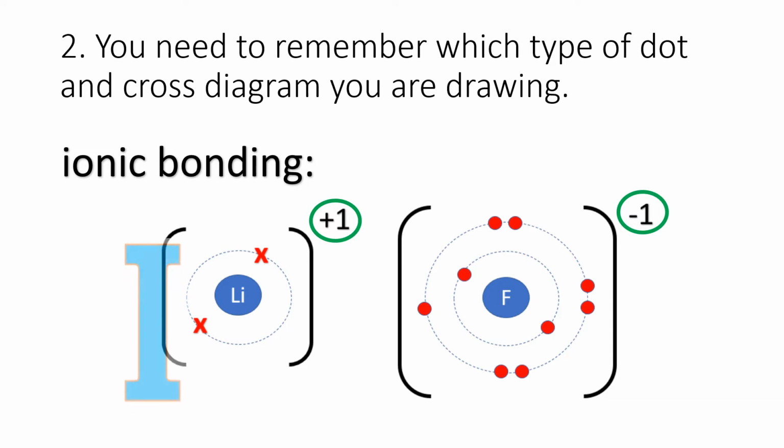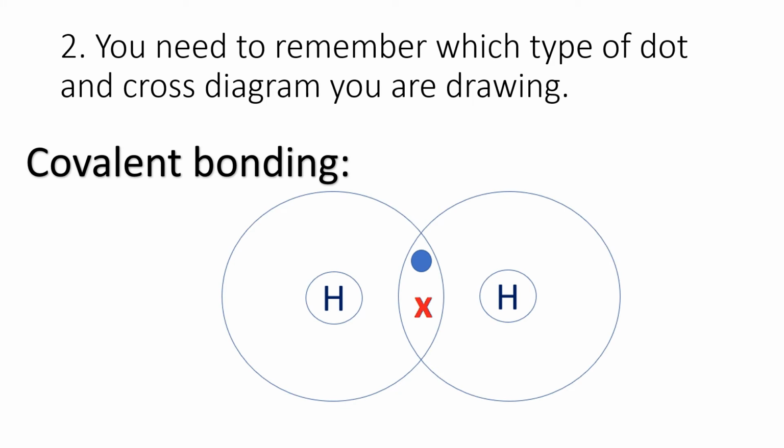And if it helps, I always think that these brackets kind of look like an eye. So when I'm thinking, oh, which dot and cross am I doing? I'm thinking it's the one with the brackets because that looks like an eye. For covalent bonding, a covalent bond is sharing pairs of electrons. And for me, if it helps, again, I kind of think that sharing area looks like a C. So in my head, that's what I'm imagining when I'm thinking, okay, which is it? Is it the brackets or is it the sharing one? And I use those letters to help me.